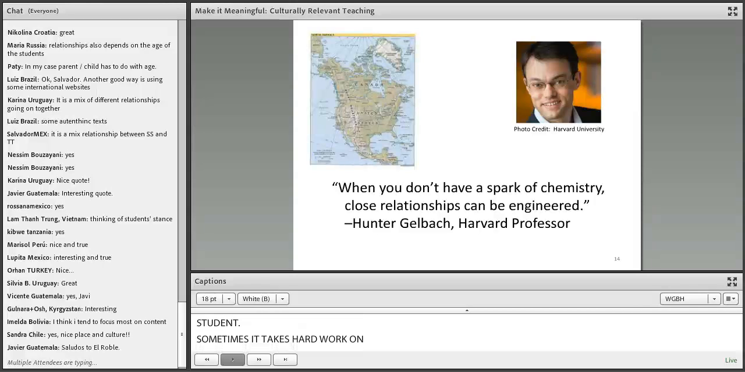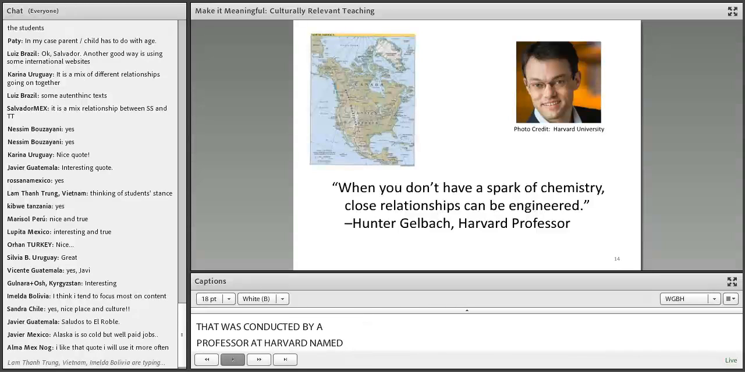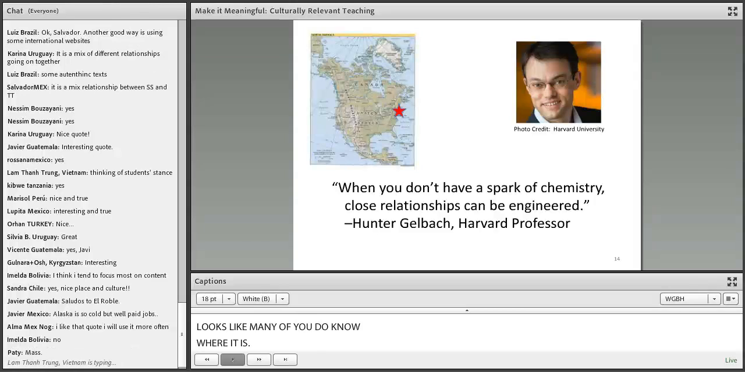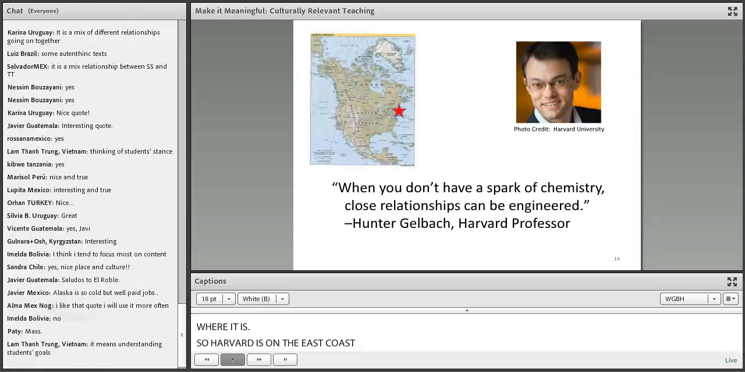So I want to share some research that was conducted by a professor at Harvard named Hunter Gelbach. Now, please raise your hand if you know where Harvard is. I'm sure many of you have heard about Harvard, and it looks like many of you do know where it is. So Harvard is on the east coast of the United States in Boston, and it is a very prestigious university, so you can expect that this research will be well done.